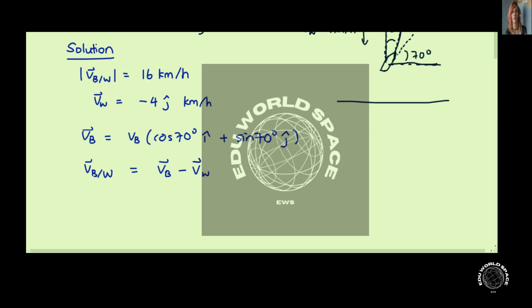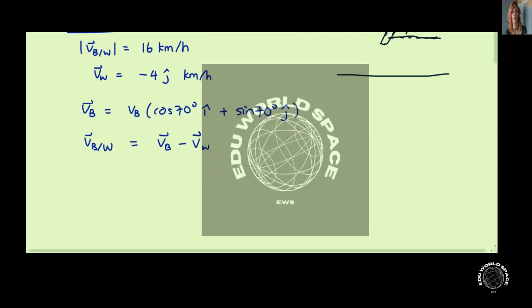It is defined to be Vb minus Vw. So we are going to say that this is Vb cosine 70 degrees i hat plus Vb sine 70 degrees plus 4 j hat. This is evaluating the right hand side, and then the left hand side we are going to say that this is 16 sine theta i hat, plus 16 cosine theta j hat.